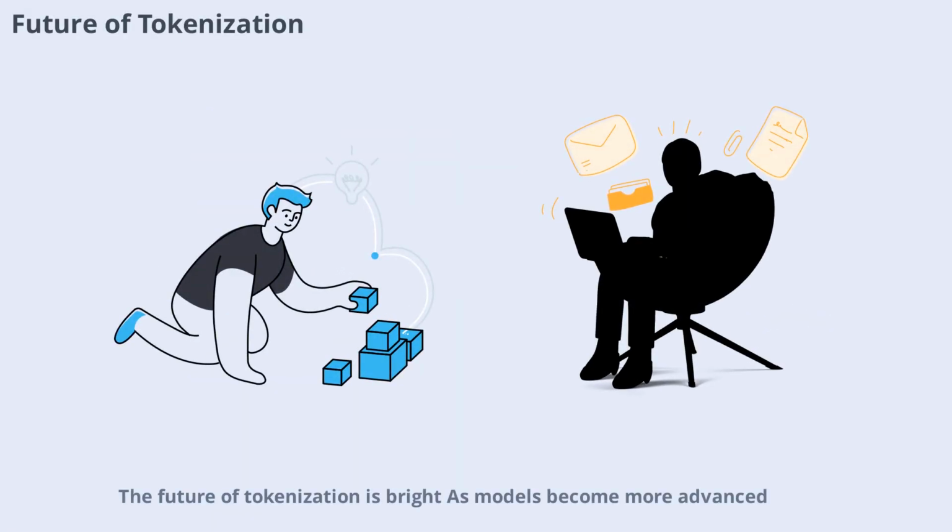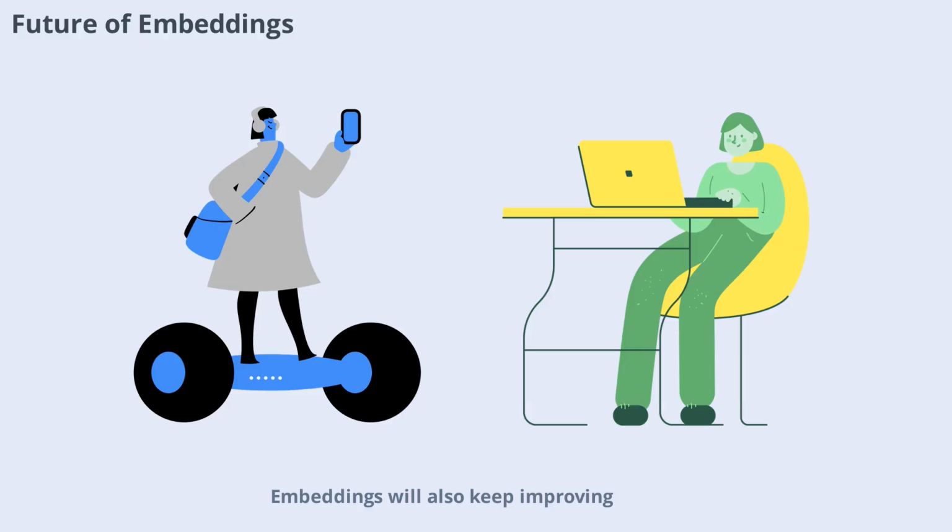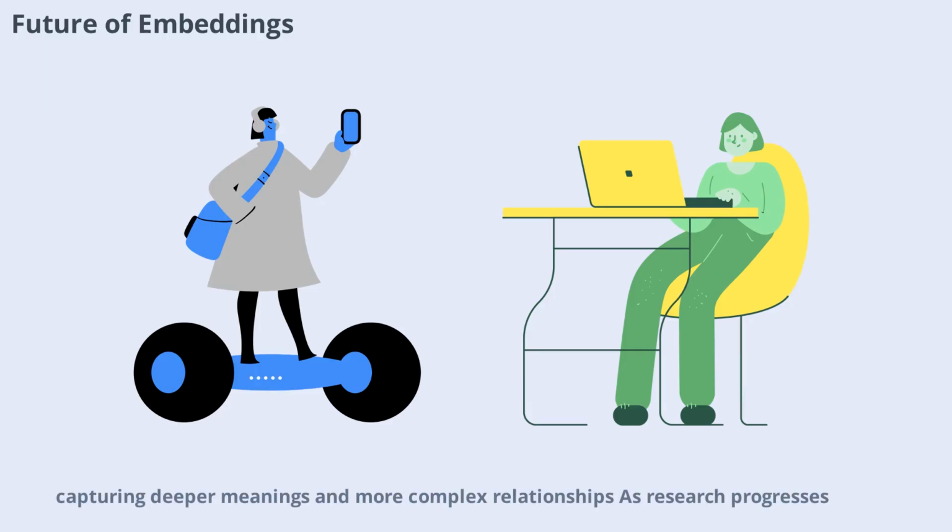As models become more advanced, tokenization methods will continue to evolve, enabling even more accurate and flexible language understanding across diverse applications and languages. Embeddings will also keep improving, capturing deeper meanings and more complex relationships.